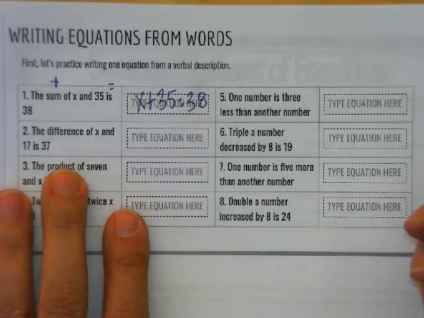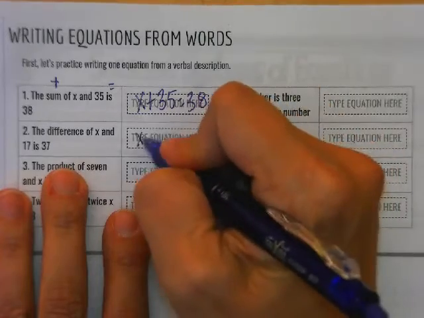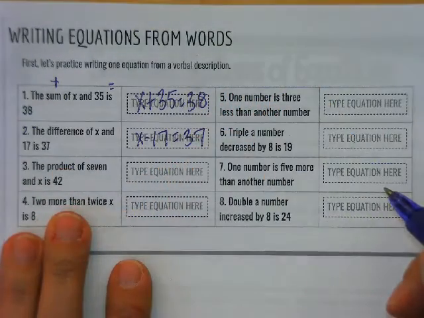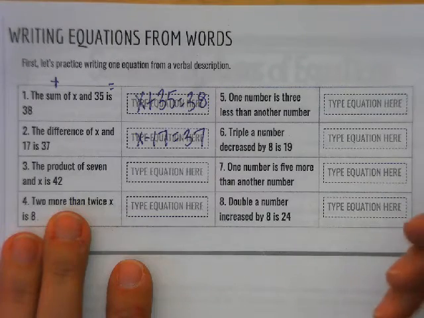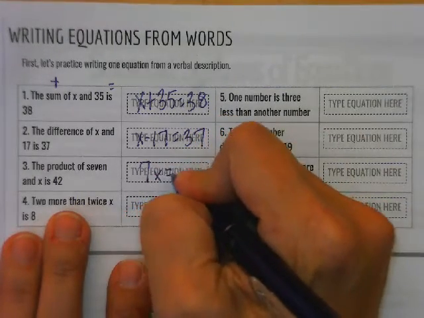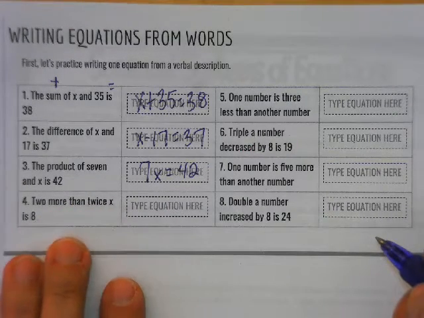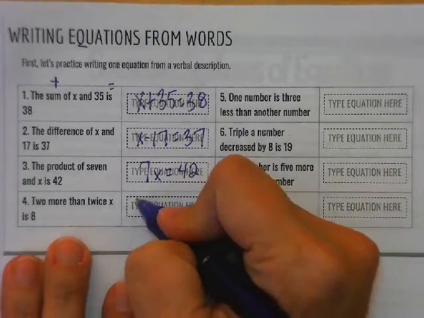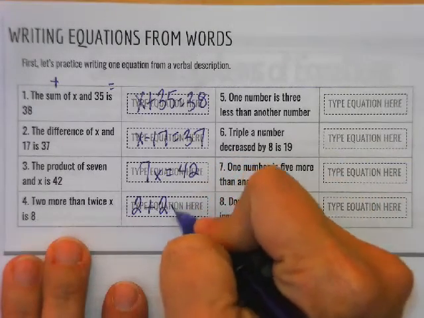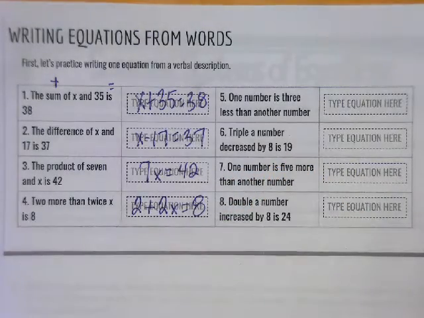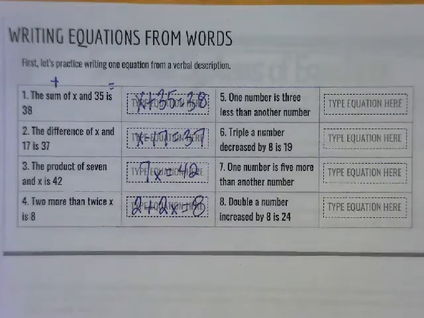What about this one? The difference of x and 17 is 37. X minus 17 equals 37. Good job. What about this? The product of 7 and x is 42. Be careful how you write it. 7x equals 42. Do not write x times 7. What about 4? 2 more than twice x is 8. 2 plus 2x or 2x plus 2, either one, equals 8. Are we good there?